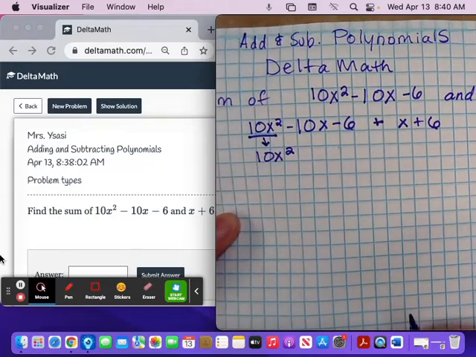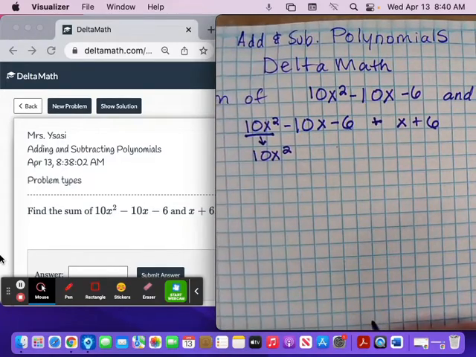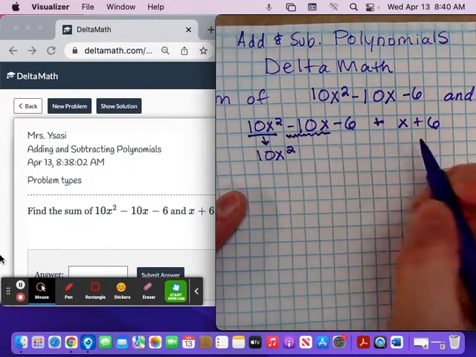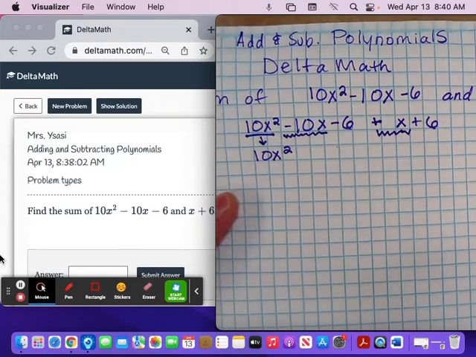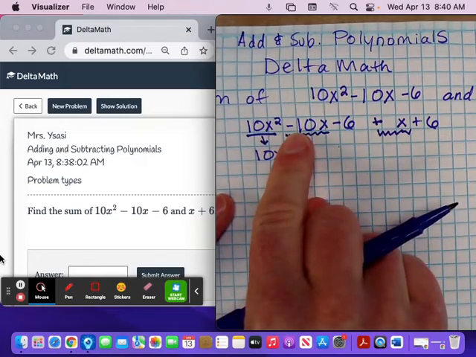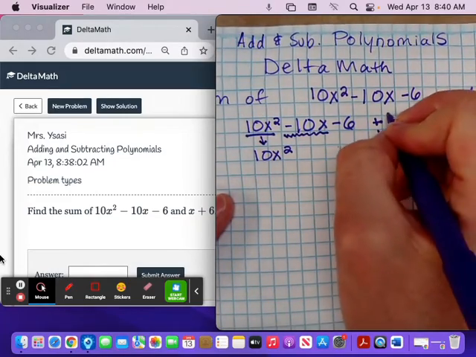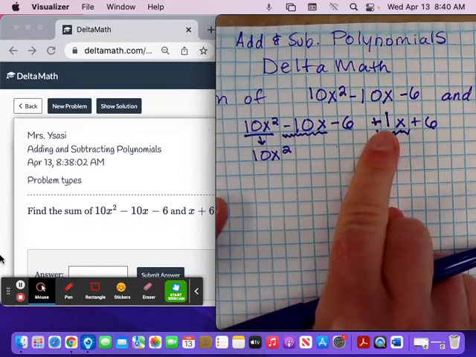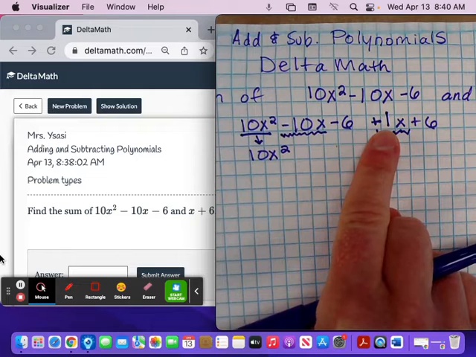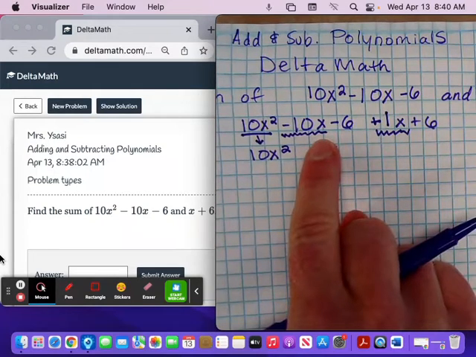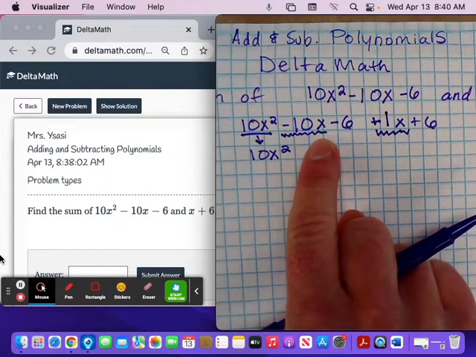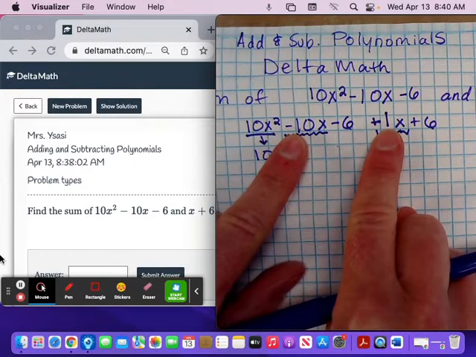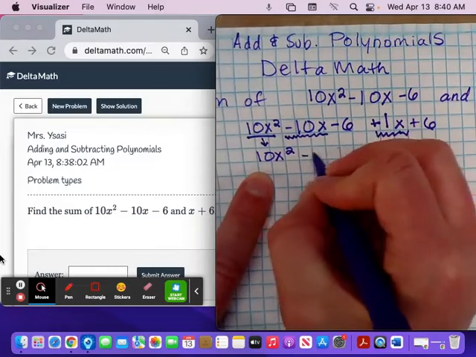Then we're going to look for the next degree, which would be a degree of 1. So I'm going to do this with a different little symbol. So we have negative 10x and a positive x. So that'd be positive 1x. So that is like saying negative 10 plus 1. Whenever you add positive and negative numbers, you subtract them if they're different signs, and you keep the sign of the larger. So we subtract these. 10 minus 1 is 9. Keep the sign of the larger, negative 9x.